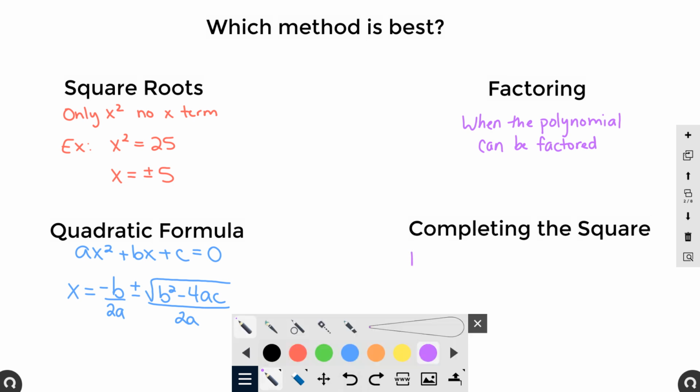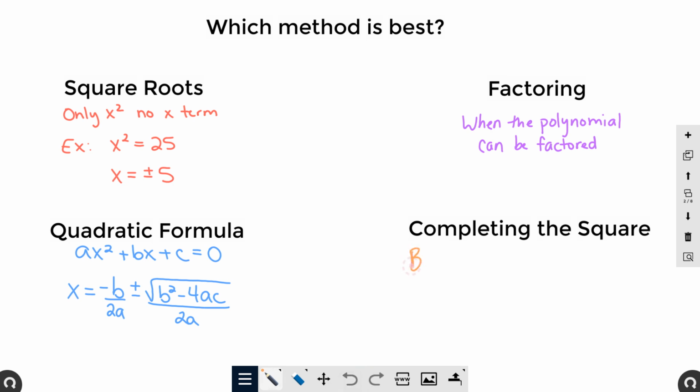So, oops, I was going to use a different color. So, best when A equals 1, or you notice a perfect square trinomial.